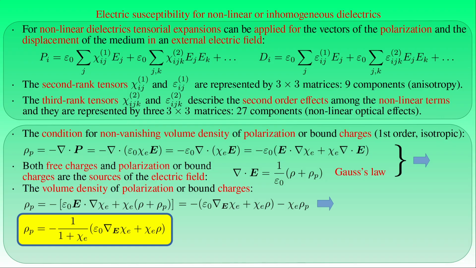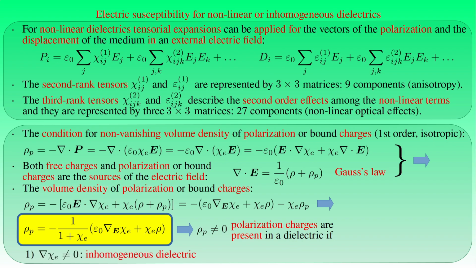By solving this equation for ρp, the polarization volume charge density can be written as minus 1 over 1 plus the electric susceptibility chi-e, times the sum of the vacuum permittivity epsilon naught times the directional derivative of chi-e in the direction of the electric field strength E, and chi-e times the charge density ρ. This result tells us that the volume density of polarization charges can differ from zero in two cases. If the insulating material is non-homogeneous, where the gradient of the susceptibility is not equal to zero, or the volume density of free charges at a given point in the dielectric differs from zero.